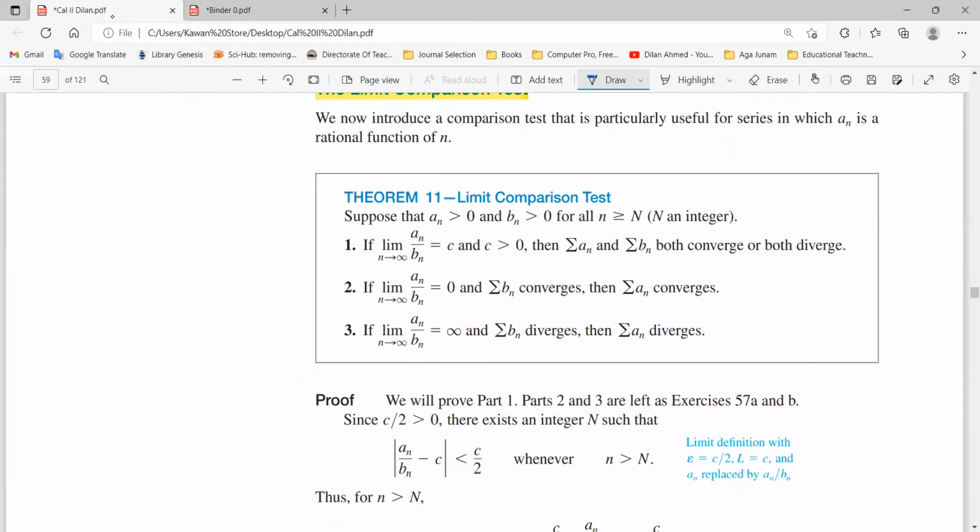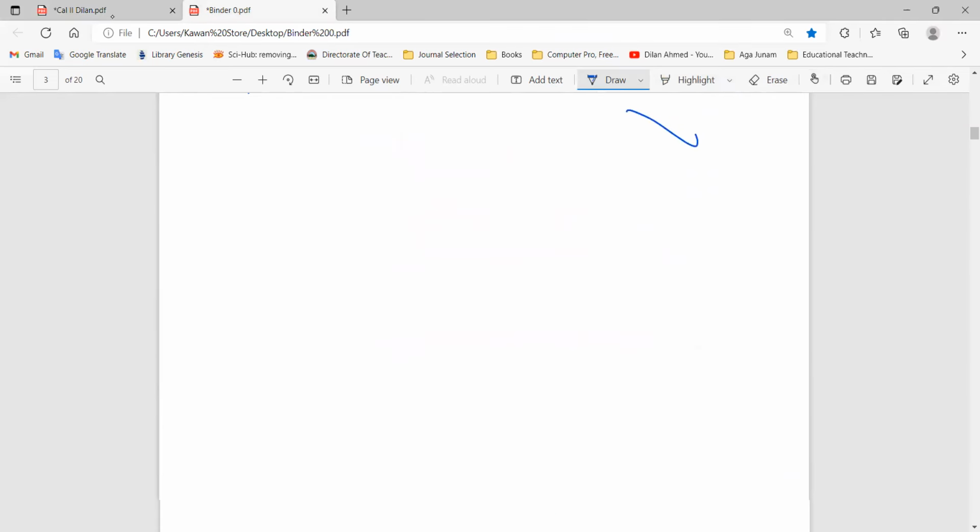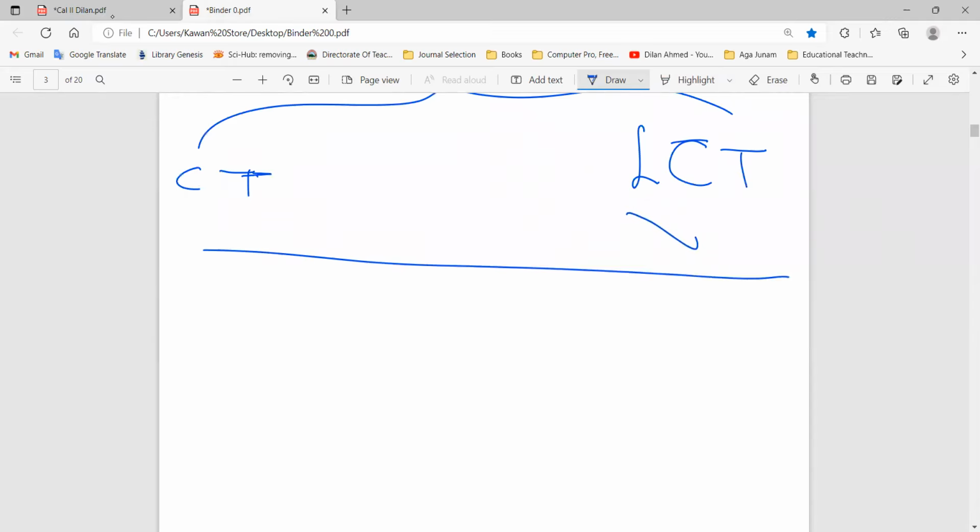We have 3 rules, and during the rules we also use the limit, right? And we have Bn. Look, you have Bn and something. In your lecture note, he mentioned three cases, but now I'm going to make it as some cases for you. Okay, now we have the limit comparison test.